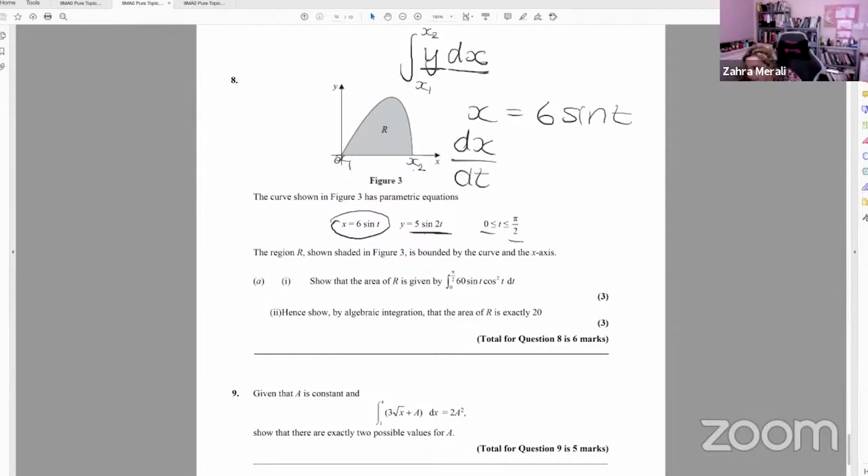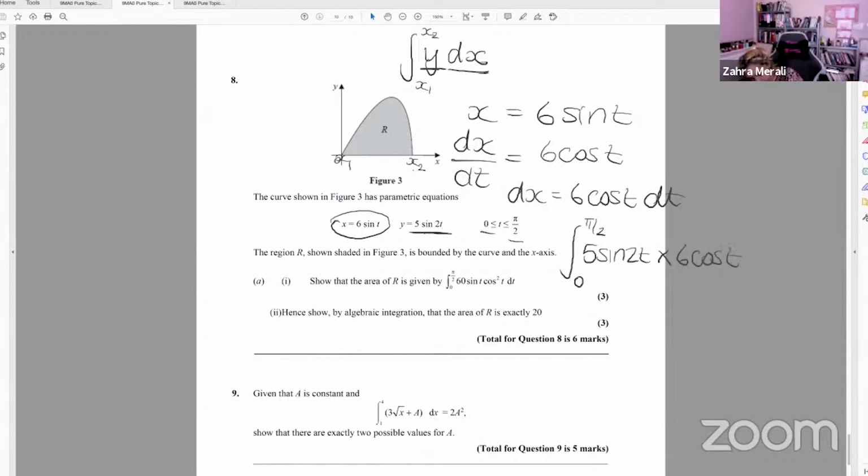dx/dt is going to give you 6 cos t. Therefore, dx equals 6 cos t dt. And now you're going to substitute all of those into here. So you're going to get pi over 2 and 0, and y is 5 sine 2t times 6 cos t dt.